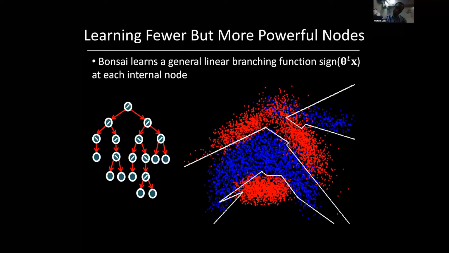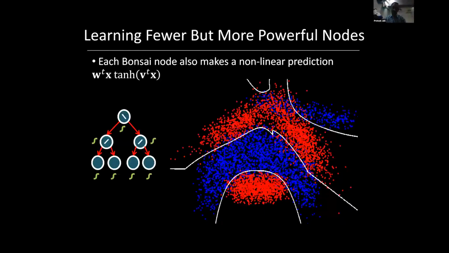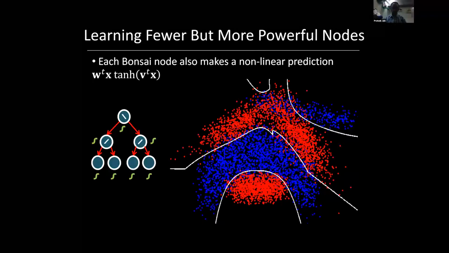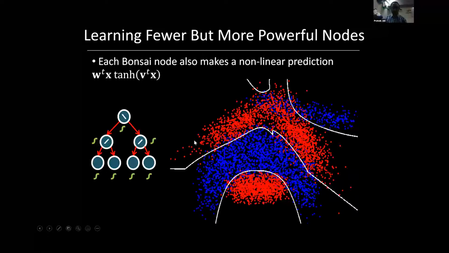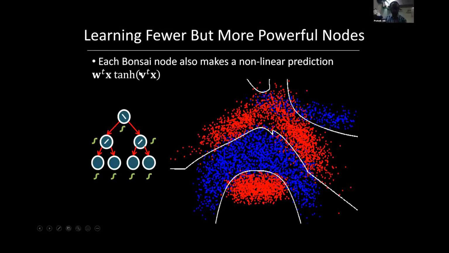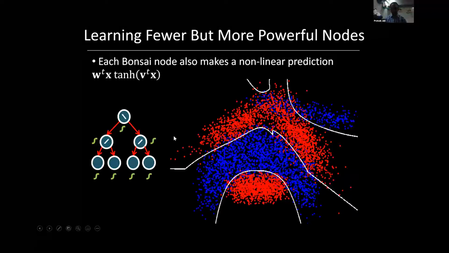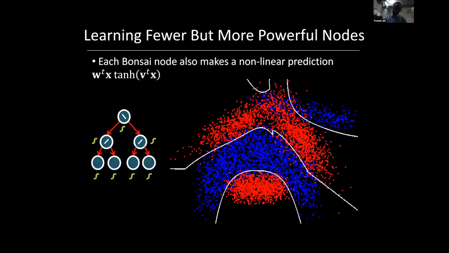So the key insight in Bonsai is that rather than making these cuts oblique, we will try to make these cuts also non-linear. That then gives us the power to make these trees very small, very compact, and still able to capture a lot of very challenging non-linear decision boundaries. So for example, what Bonsai does is at each node, the prediction is not only to say whether some theta transpose x is greater than or equal to 0.